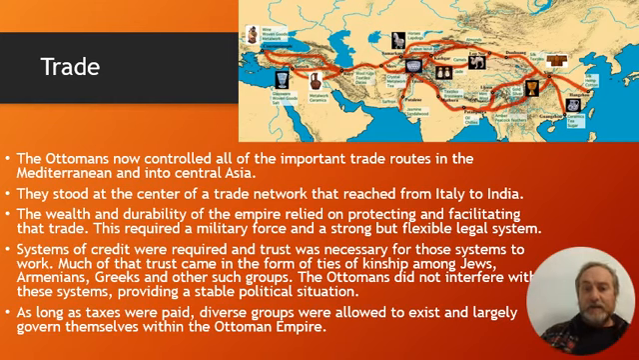So insofar as those systems were working, the Ottomans didn't interfere with them, didn't try to do any serious top-down reorganization of those trade systems, and simply provided a stable political situation for those to thrive. So basically, as long as the taxes were paid, the Ottoman Empire allowed groups to go about their business as they always had, didn't really interfere with their religion, and largely let them govern themselves.